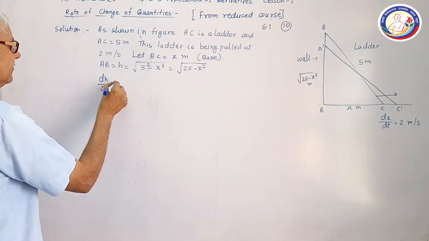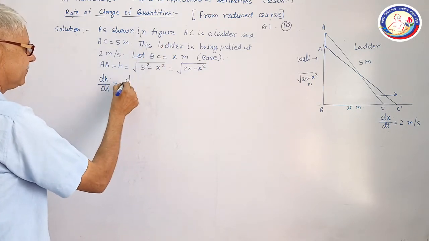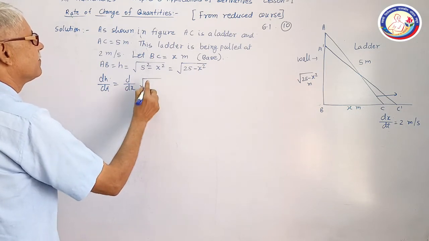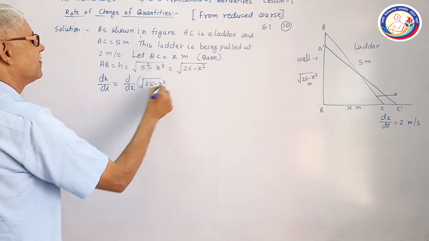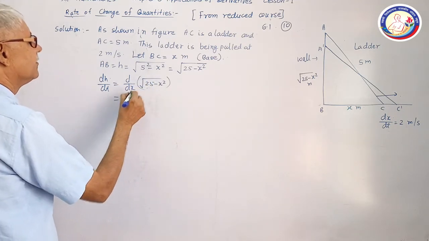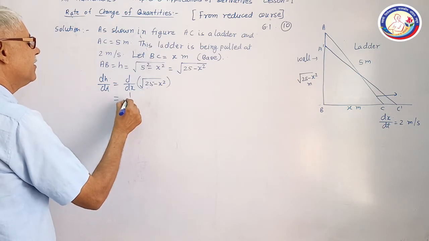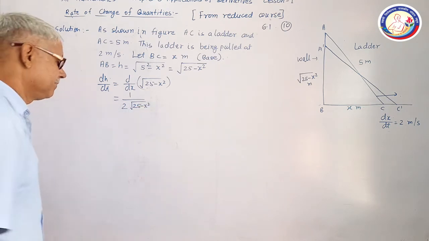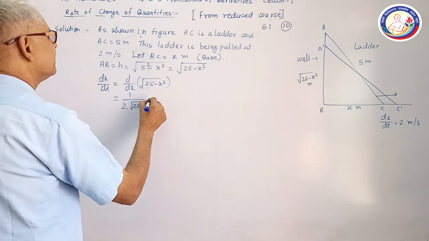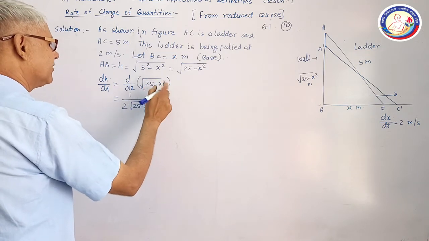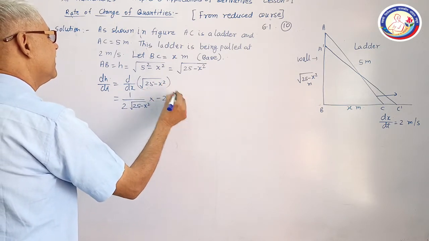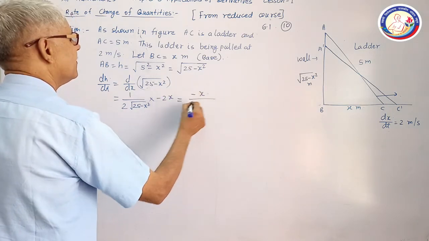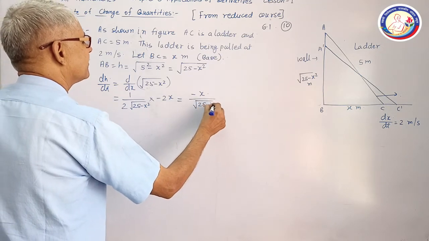It is given us, we can find the derivative of the square root of 5 square, that is 25 minus x square, and it is the derivative of this, 1 by 2 root 25 minus x square, and again the derivative of this: the derivative of 25 is 0 and x square is minus, with minus sign 2x, and it is equal to minus x upon square root of 25 minus x square.